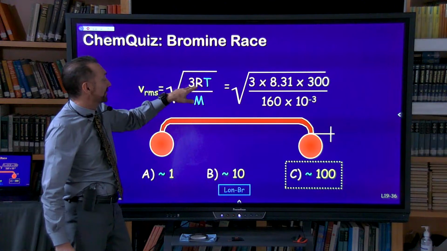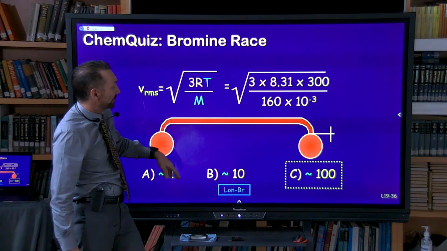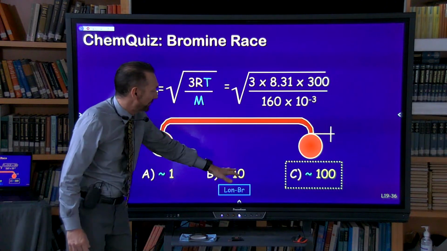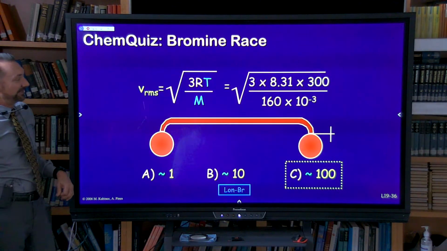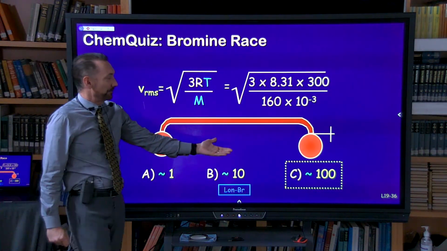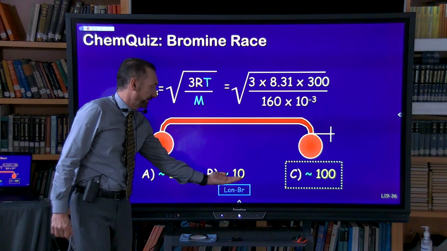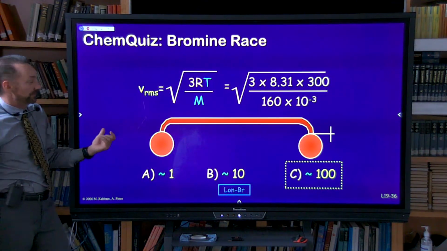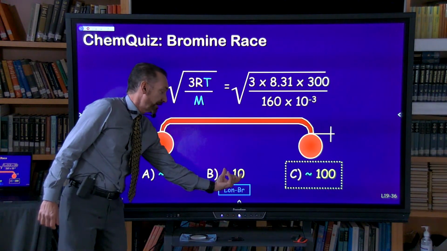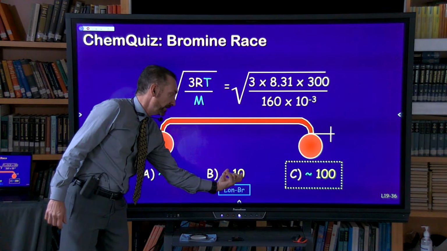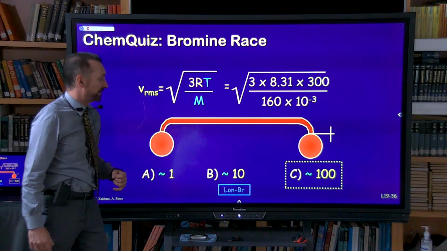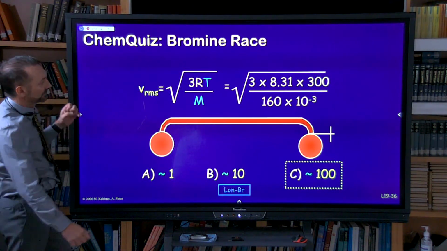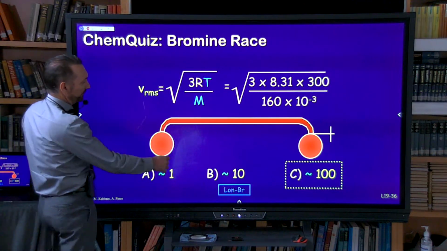It goes as the square root of the temperature. So we want to get this from around 100 to around 10. So we have to bring the temperature down by that square root of that difference. So a temperature of around 30 Kelvin, we'd have a chance at racing the bromine across that 100-meter field.